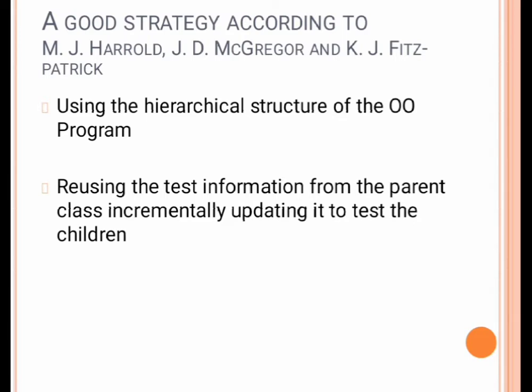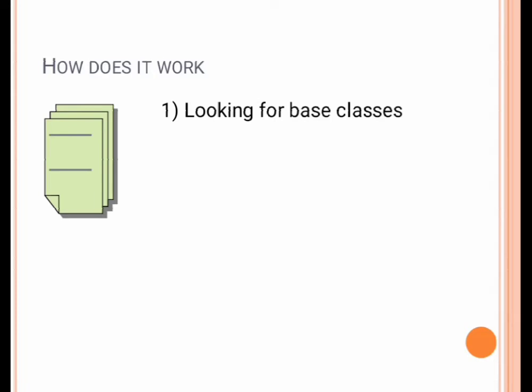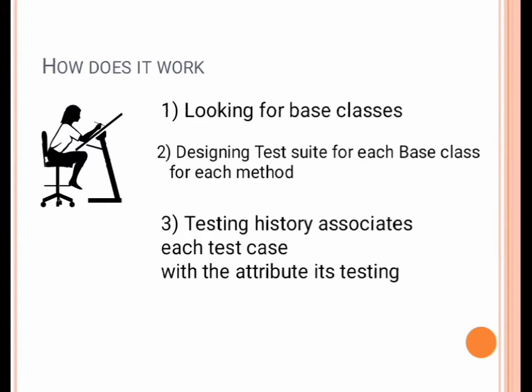A good strategy, according to M.J. Harrold, J.D. McGregor and K.J. Fitzpatrick, uses the hierarchical structure of object-oriented programming, reusing the test information from the parent class and incrementally updating it to test the children. Now, how does it actually work? Look for the base classes, design a test suite for each base class and for each method, and third, keep testing history, which is associated for each test case with the attributes it tests.